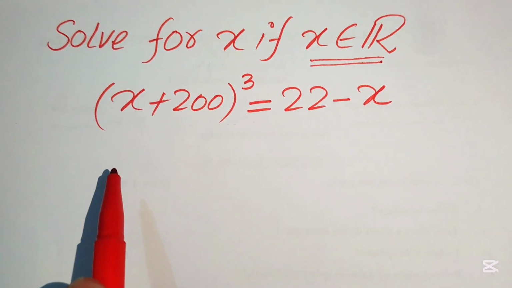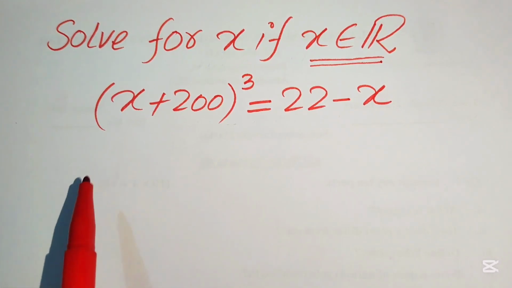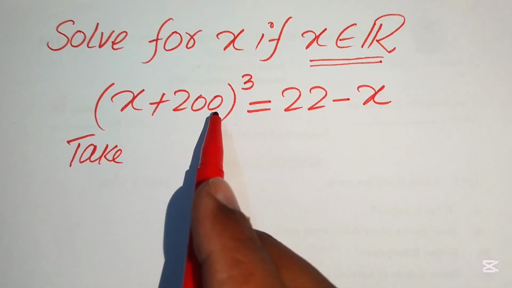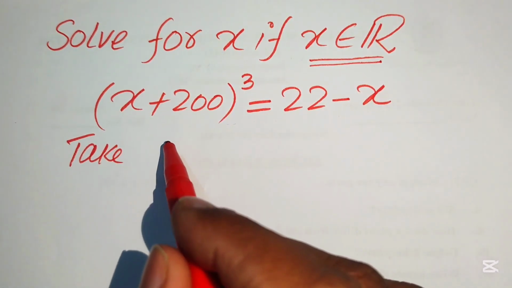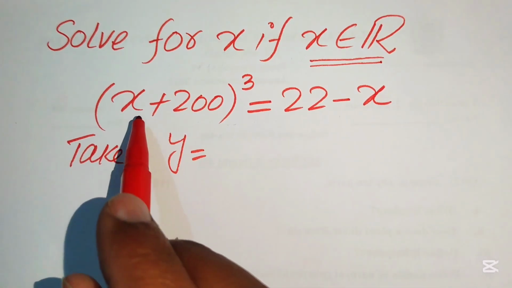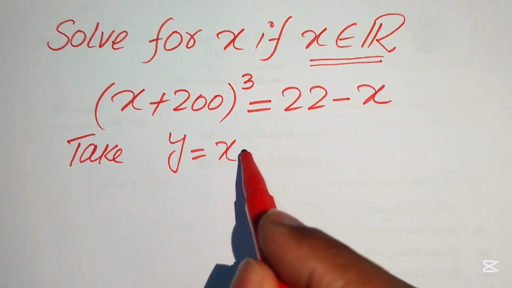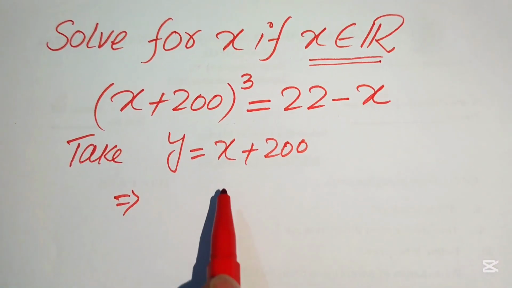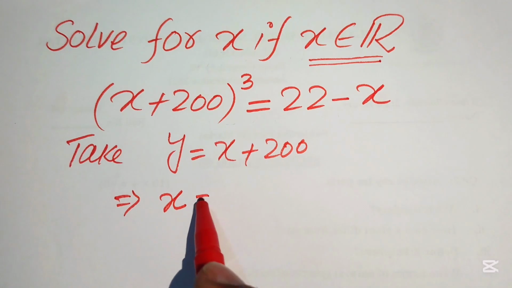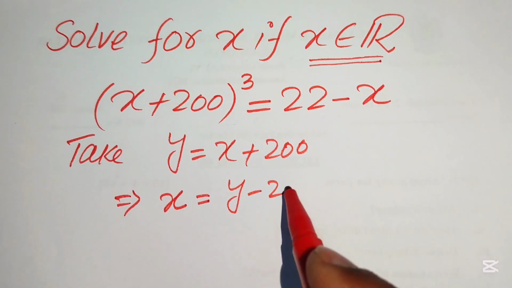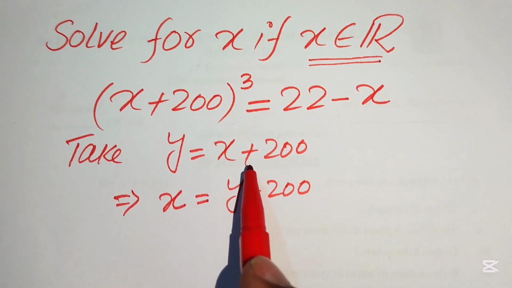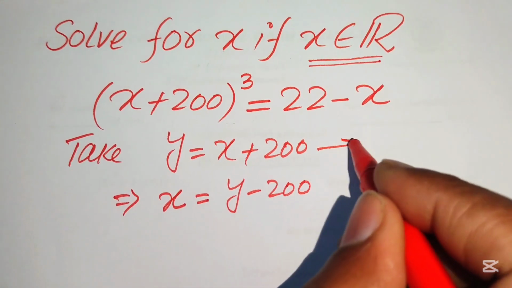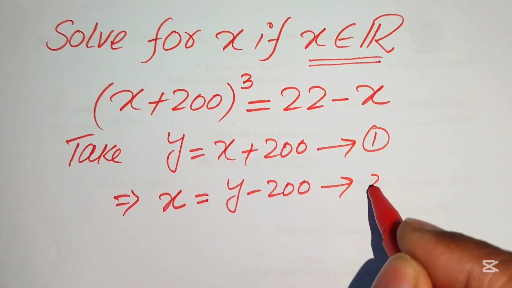Okay, so the very first step we are going to do is take the base of the left-hand side equal to y. So this base is x + 200, and we take x + 200 = y. This implies that we can find the value of x. If we move this +200 to the other side, we get x = y - 200. Now we call this equation number 1 and this equation number 2.